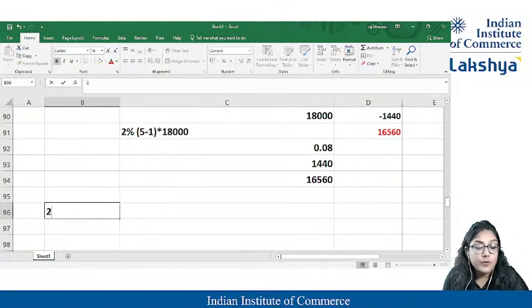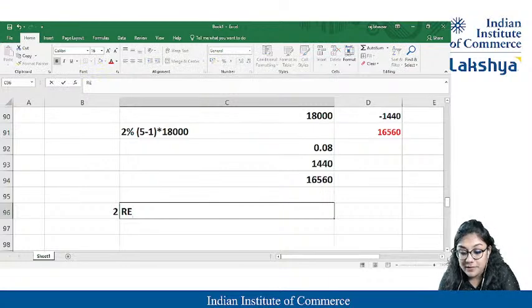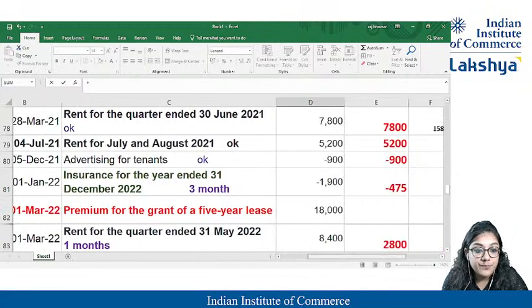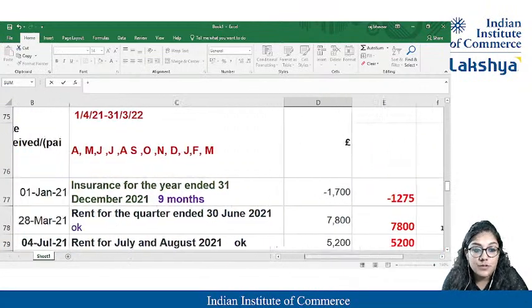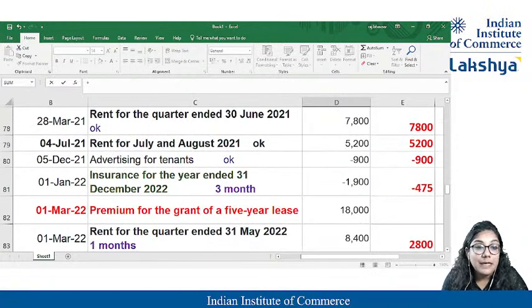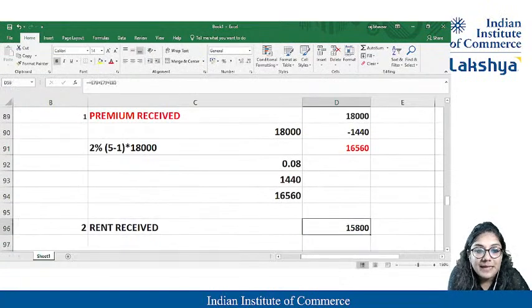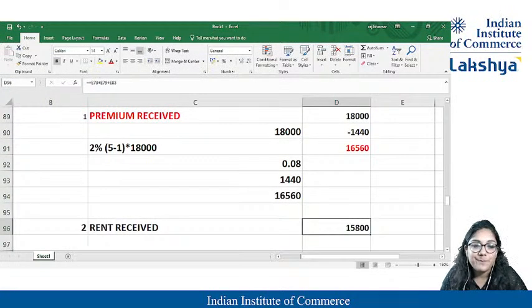Second, students, from the property, we have received rent. So how much rent have we received? We have just to take the total. Ma'am, my initial rent for the first quarter was 7800, plus my rent for 2 months, July and August, plus one more rent, 2800. Am I getting 15,800? So this is my rent receipt from the property.